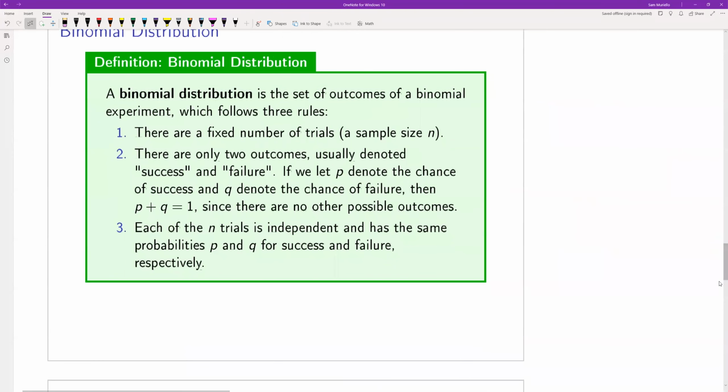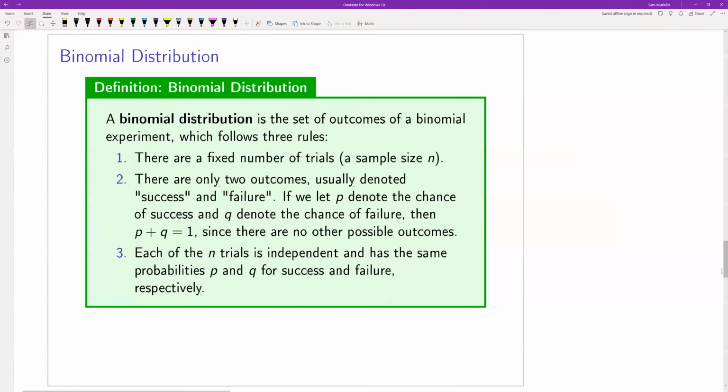Now, let's take a look at one very specific type of probability function. A binomial distribution follows a binomial experiment. And let's talk about what that means. Bi means two, like for example in a bicycle, and nomial means number. So basically, there's two numbers.